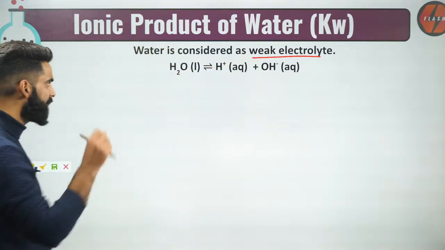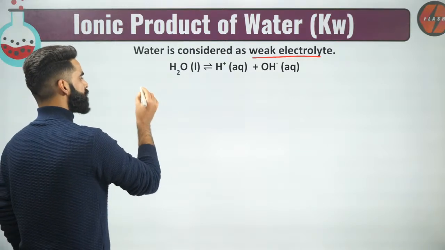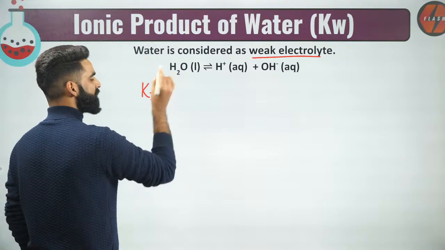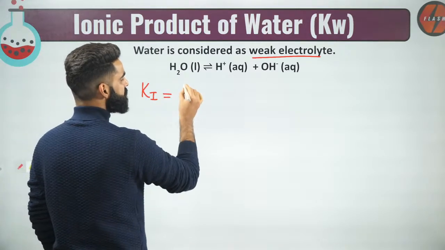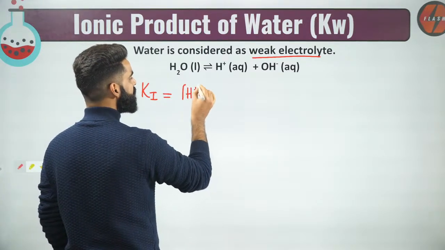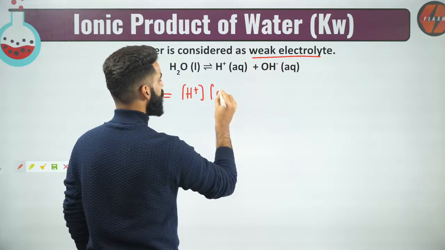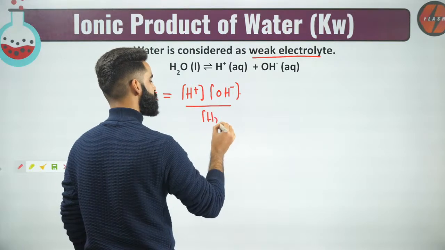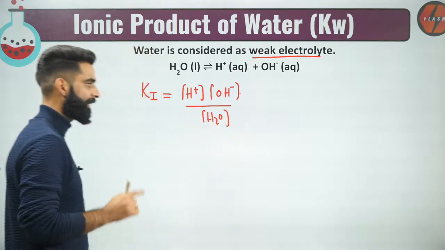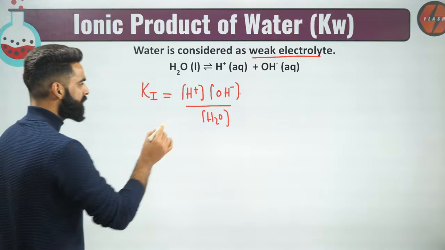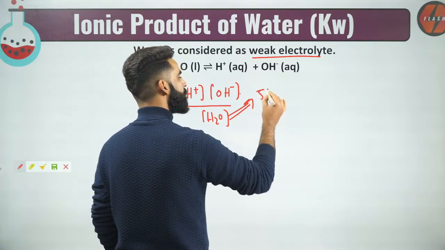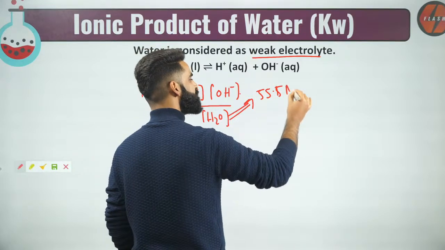Now, people, if I want to write the ionization constant of this water, it is going to be concentration of H positive at equilibrium multiplied by concentration of OH negative, divided by concentration of H2O liquid. Now, let me tell you, the concentration of H2O liquid, experimentally, is found out to be 55.5 molar.